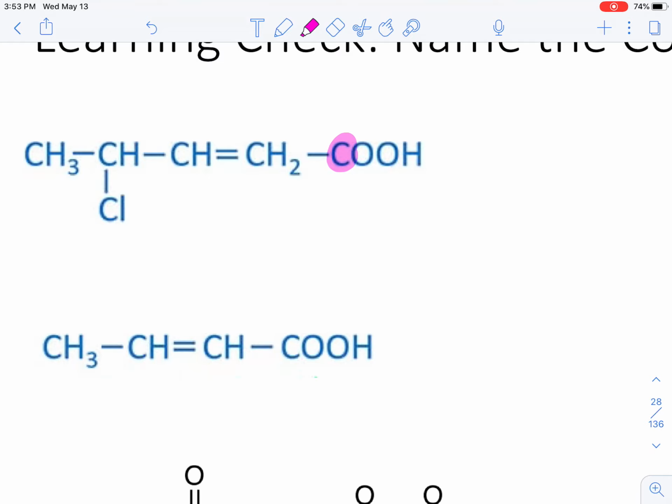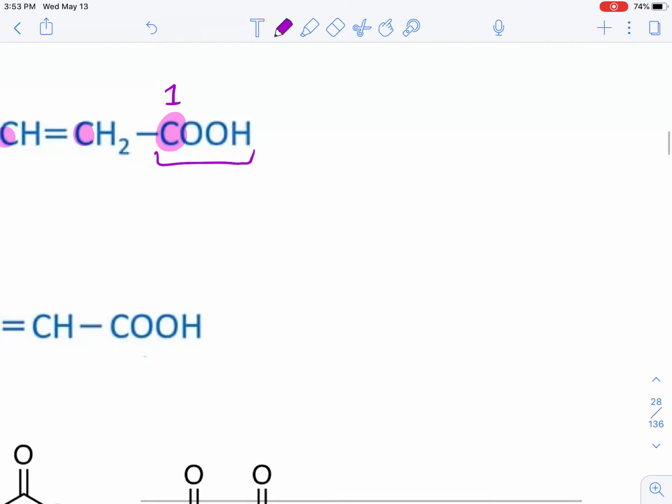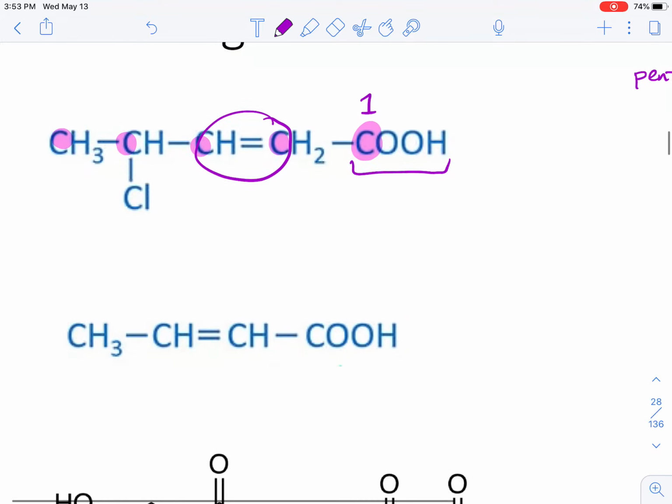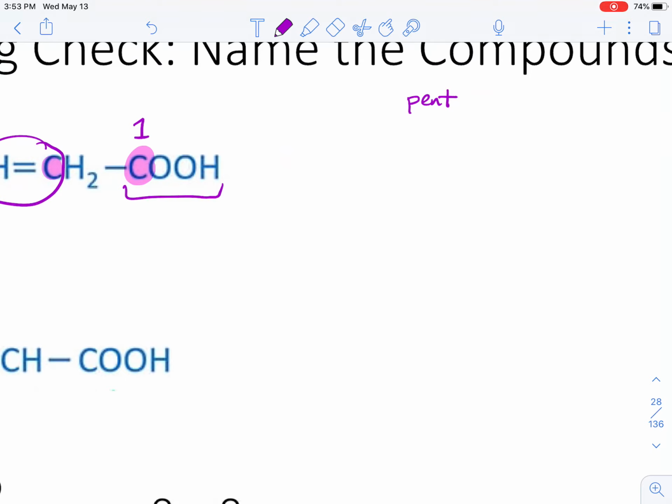We know that this is carbon number 1 because it has my carboxylic acid. And so in terms of identifying my longest carbon chain, I can go straight across 1, 2, 3, 4, 5. So this is going to be pent. Now, if you look, I have a double bond in my parent chain. And so if I have a double bond in my parent chain, then that means I need to use pentene.